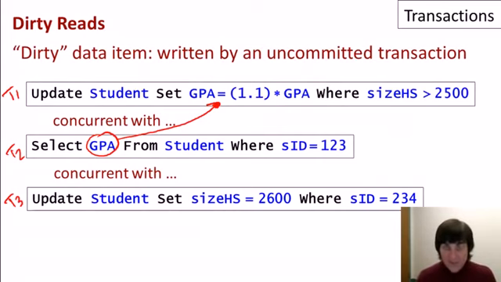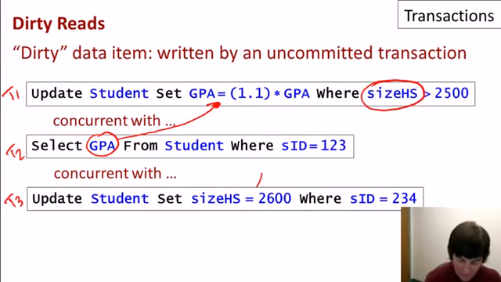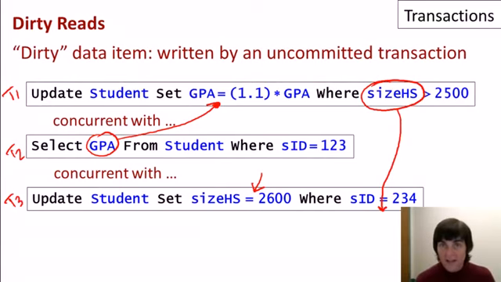There's a second case where we might have dirty data read in this trio of transactions, and that's this size of high school here. Because notice that here we're modifying a high school size, so if this size of high school is read before the commit point of the third transaction, that would also be a dirty data item.